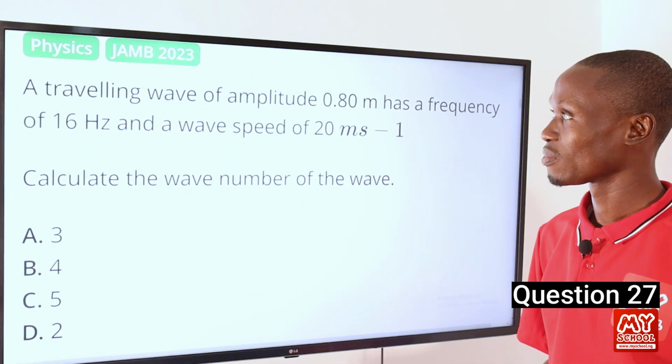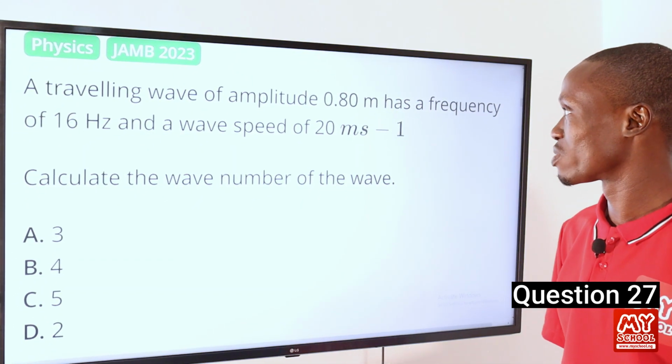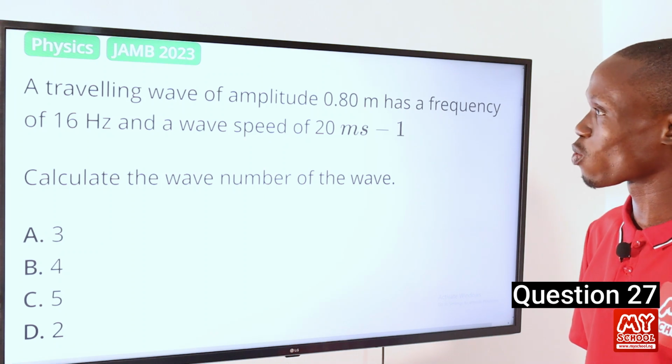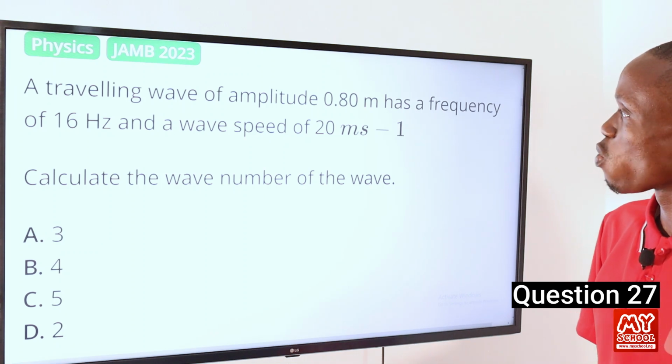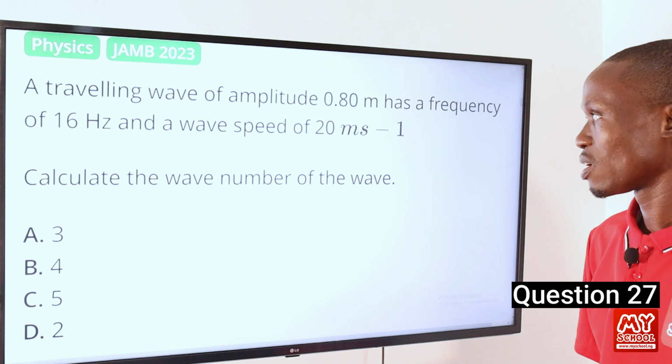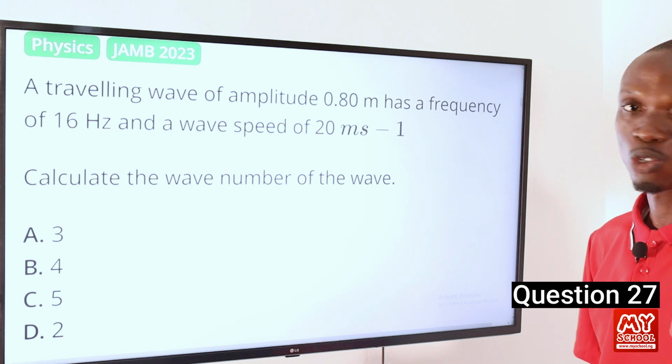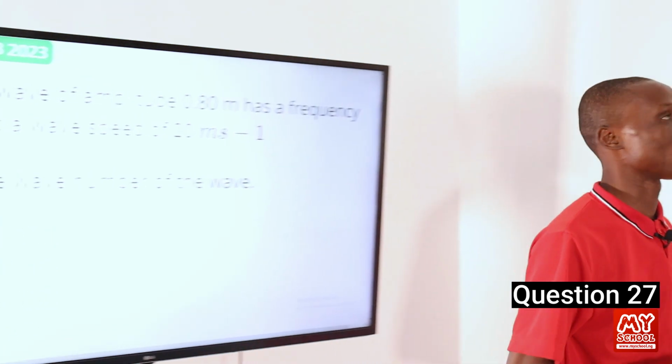Question 27. A traveling wave of amplitude 0.80 meter has a frequency of 16 Hz and a wave speed of 20 meter per second. Calculate the wave number of the wave. So let's move over to the board to solve that problem.